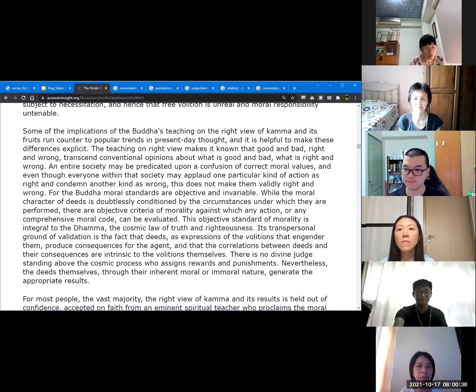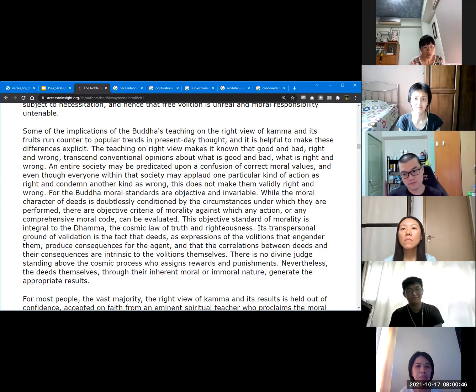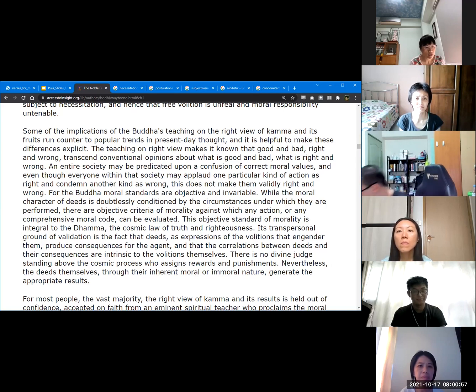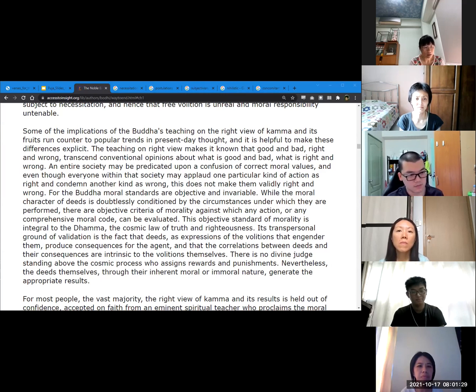Some of the implications of the Buddha's teaching on the right view of karma and its fruits run counter to popular trends in present-day thought, and it is helpful to make these differences explicit. The teaching on right view makes it known that good and bad, right and wrong, transcend conventional opinions about what is good and bad, what is right and wrong. An entire society may be predicated upon a confusion of correct moral values, and even though everyone within that society may applaud one particular kind of action as right and condemn another kind as wrong, this does not make them validly right and wrong. For the Buddha, moral standards are objective and invariable.